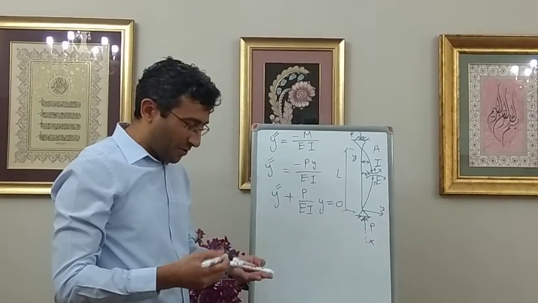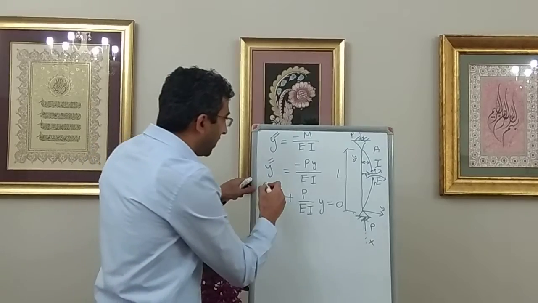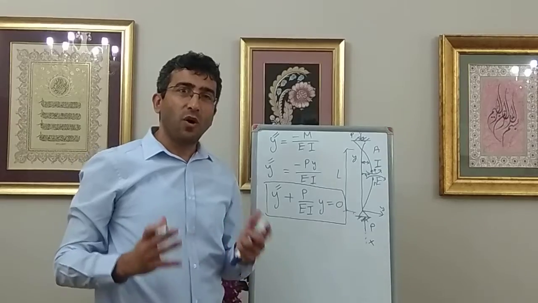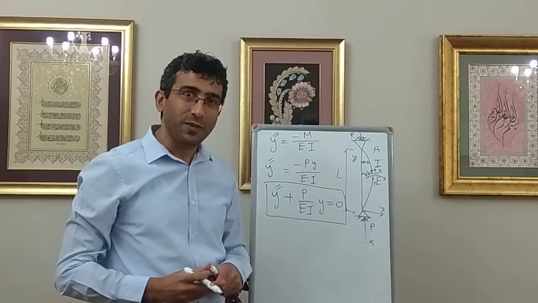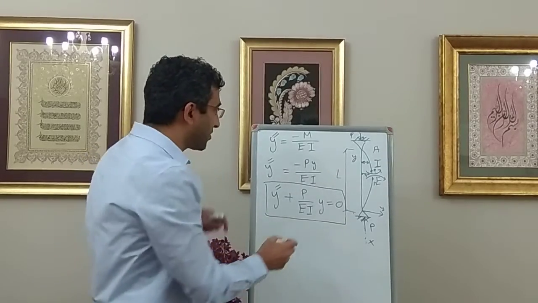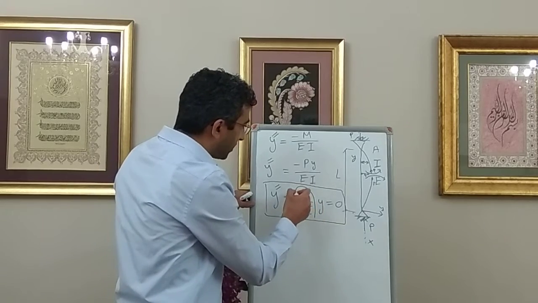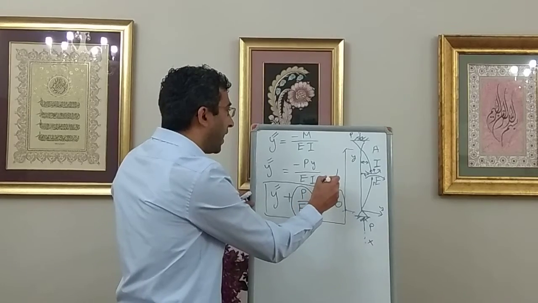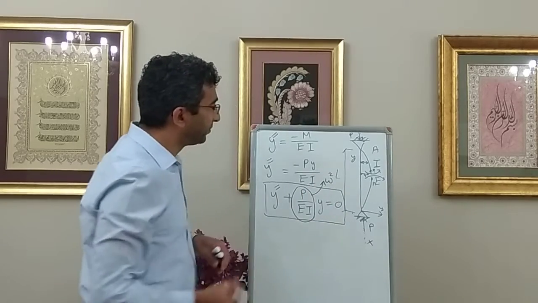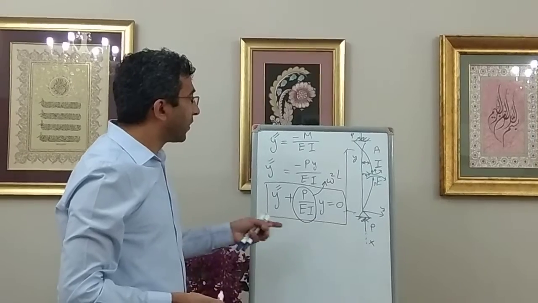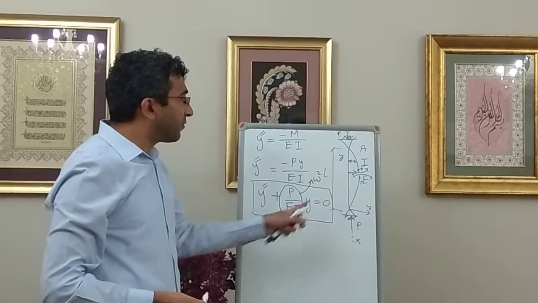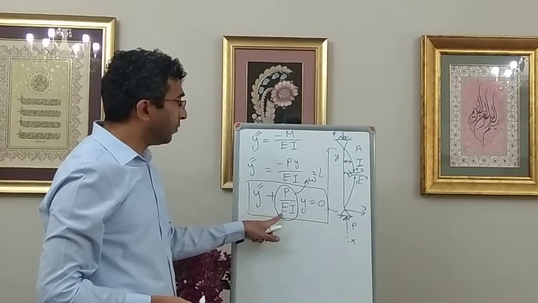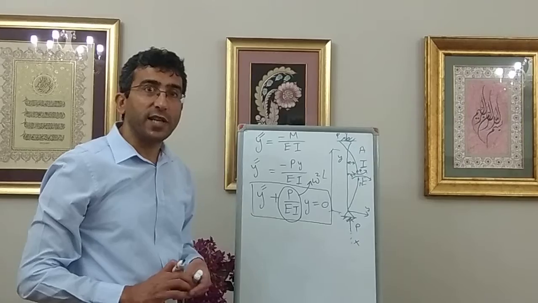Okay? So this is a second order homogeneous differential equation. So engineers need to solve this. This is a constant number. I will call this omega squared. Okay? A second order homogeneous differential equation with a constant coefficient. P, the critical load, is constant, modulus of elasticity is constant, and moment of inertia is a constant number.